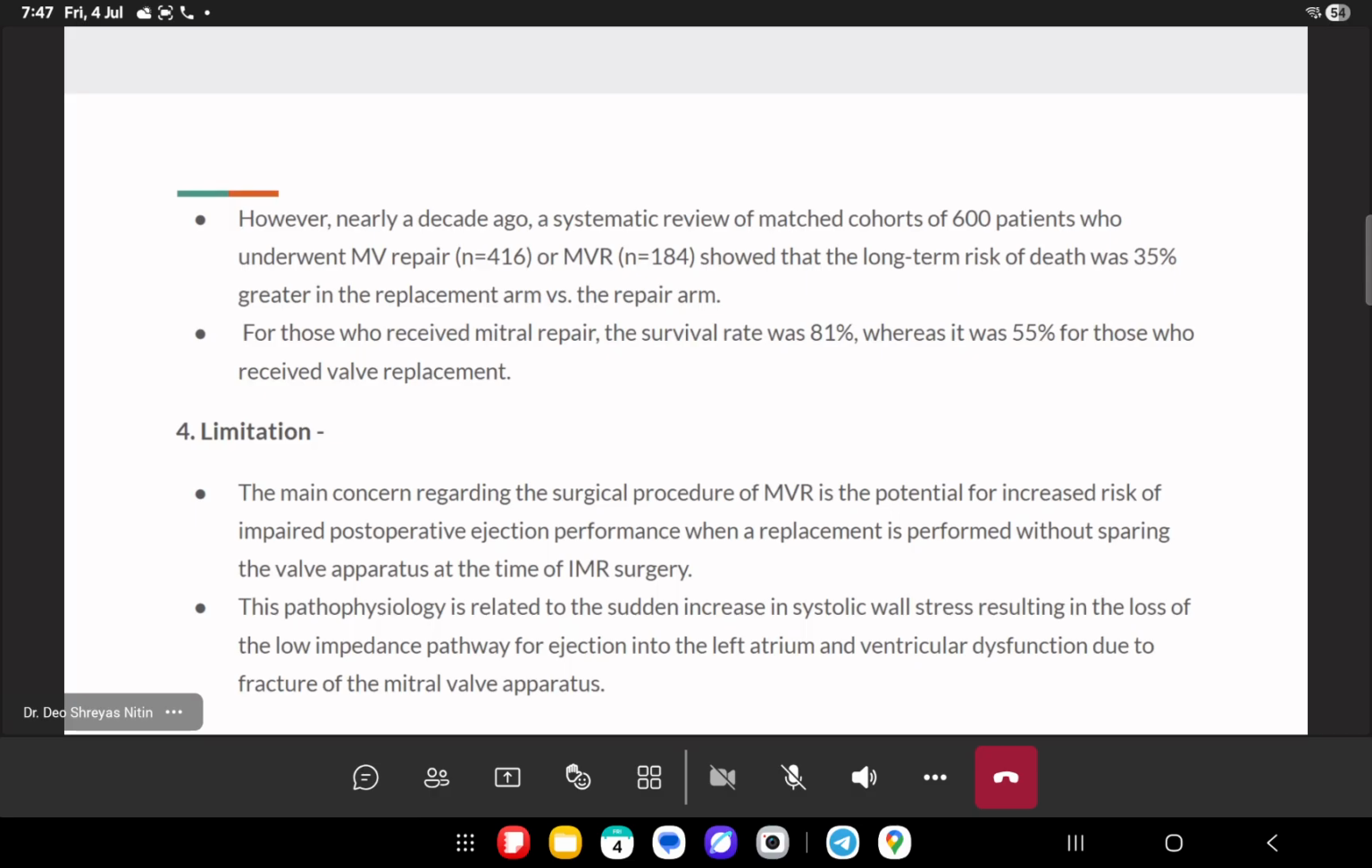Limitations. The main concern regarding the surgical procedure of mitral valve replacement is the potential for increased risk of impaired postoperative ejection performance when a replacement is performed without sparing the valve apparatus at the time of ischemic mitral regurgitation surgery. This pathophysiology is related to a sudden increase in systolic wall stress, resulting in loss of the low impedance pathway for ejection into the left atrium, and ventricular dysfunction due to fracture of the mitral valve apparatus.